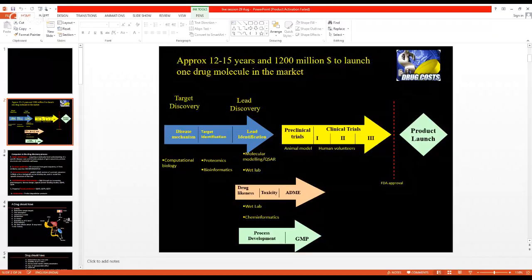Then we have the excretion. Excretion is, we don't want the compound to remain forever in the body. It has to come out. That means it should have a certain half-life. Once it has done its job inside, it should come out. Otherwise, you may have a slow buildup of the drug, and over a period of time, we don't know what will happen. The long-term toxicity issues.